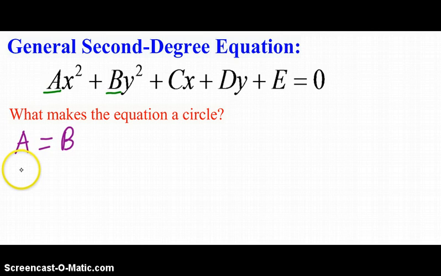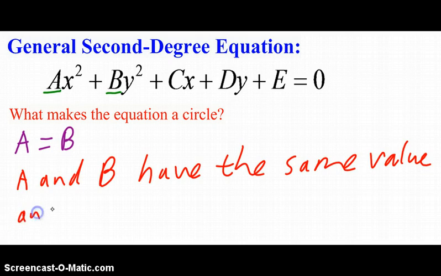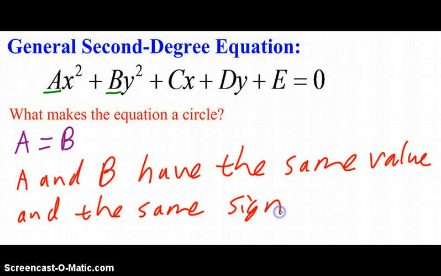Another way you could say that, if you want to be more precise, you could say A and B have the same value and the same sign. So if A is positive, then B is positive. If A is negative, then B is negative. And they have to have the same value, so 7, whatever it is. But A has to equal B. If that is the case, and it's a conic, which you may or may not know ahead of time, you're just going to assume it, then it would be a circle.